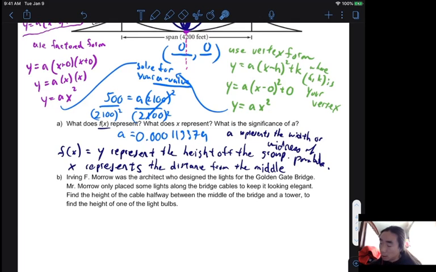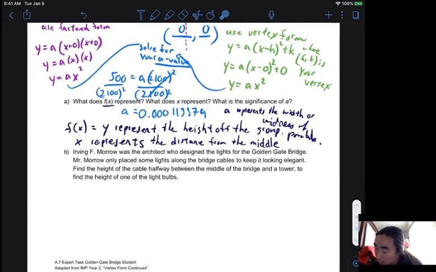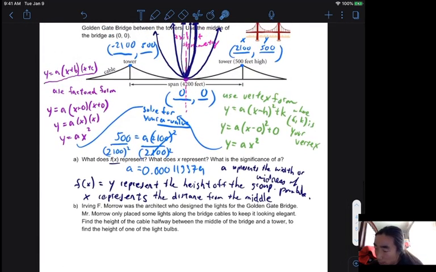For part B, it's a little weird. Solving it isn't that hard, but understanding what it wants from us is a bit trickier. So as I zoom out, this Morrow fellow was an architect who designed the lights in the Golden Gate Bridge. He only placed some lights along the bridge cables to keep it looking elegant. Find the height of the cable halfway between the middle of the bridge and the tower to find the height of one of the light bulbs.